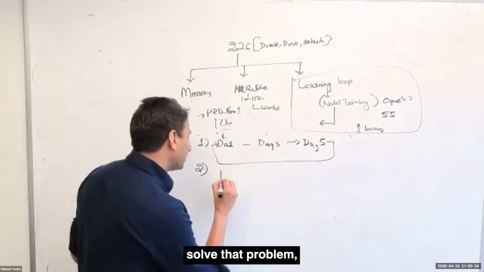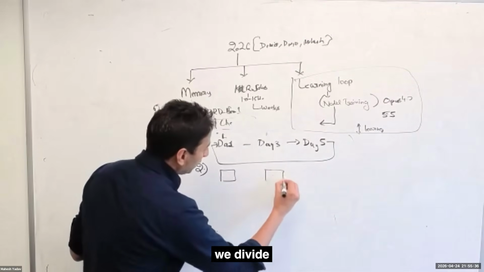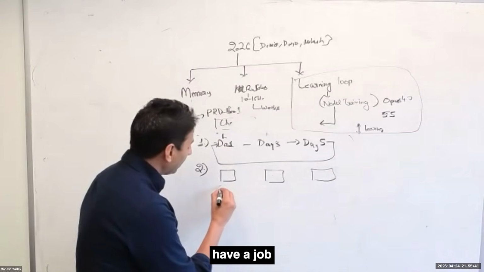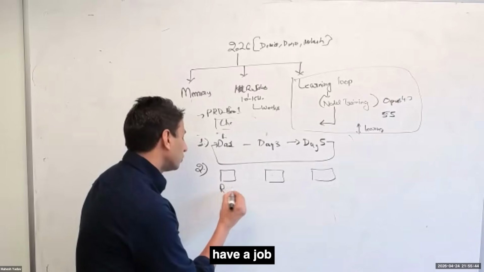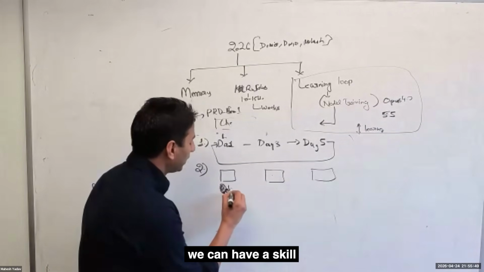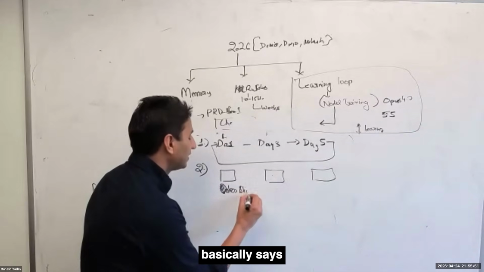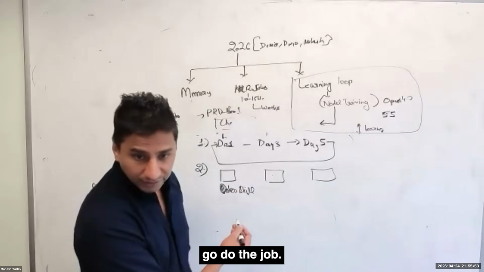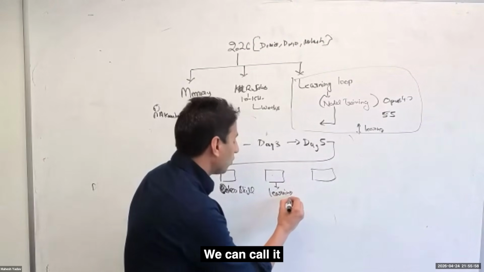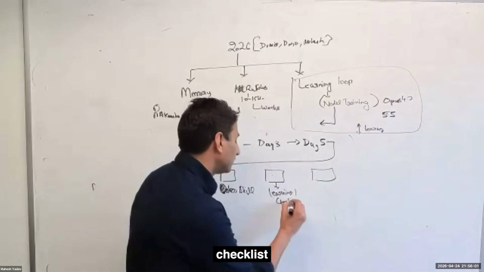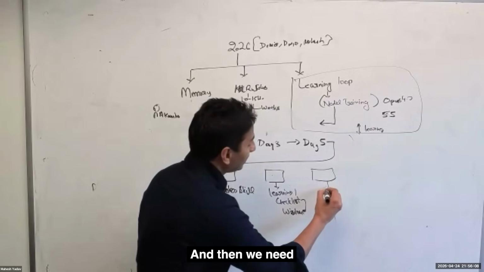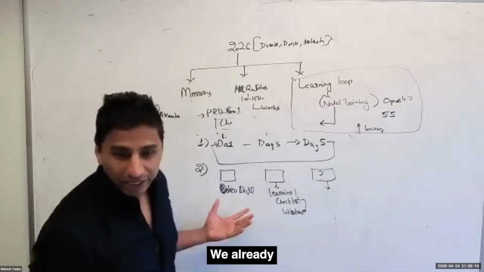Great. So if we want to solve that problem, maybe we divide this into a few things. We already have a job, which is review. So for the doer, we can have a skill which basically says, go do the job. Then we can have a repository of learning, which we can call a checklist or wisdom, right? And then we need something more. Correct? We already have these.